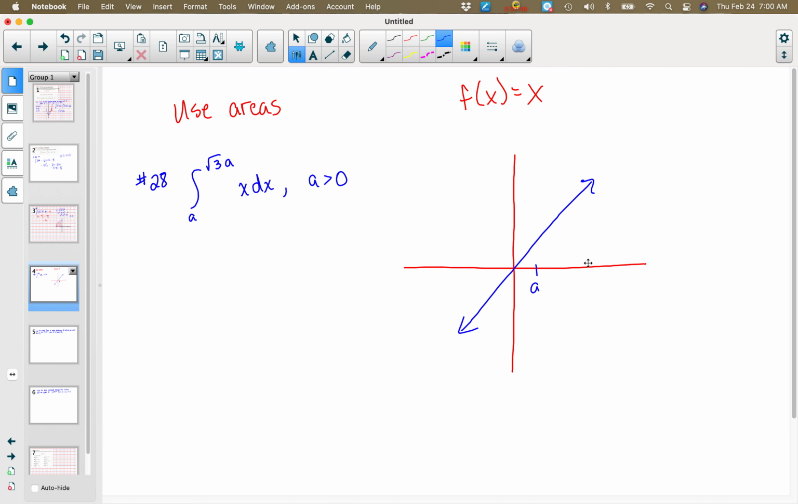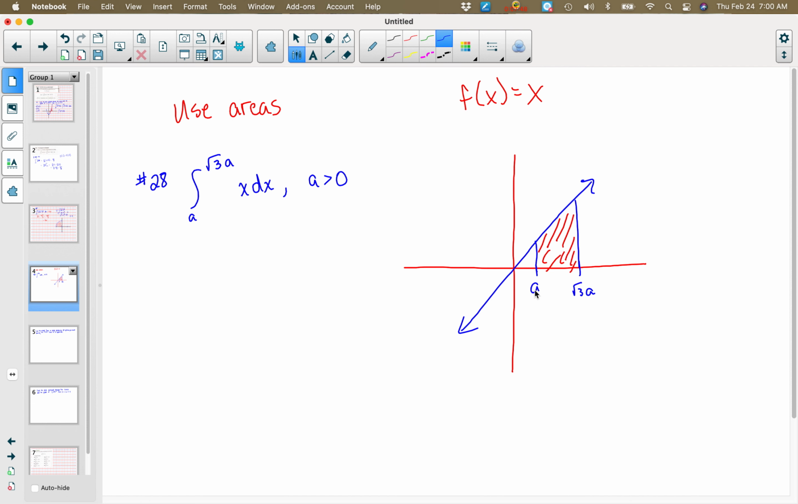The square root of 3 times a is larger, so I'm going to put that here. So then I want to find the area between those 2 points. So I'm looking for this. Okay? Which, notice, that's a trapezoid, and I need to find the 2 bases, or add the 2 bases. They don't have to be on the bottom. So these are the 2 bases, parallel sides, times the height, and then divide by 2.